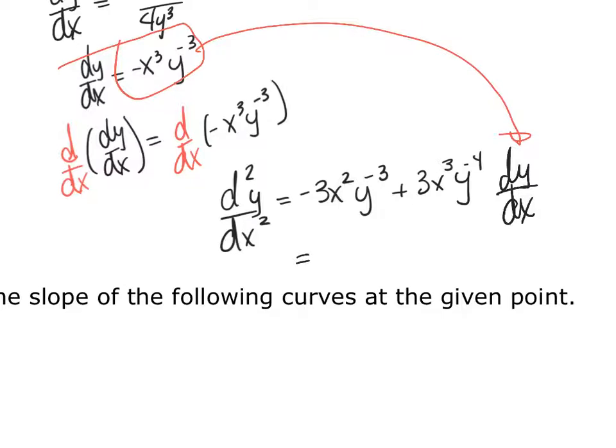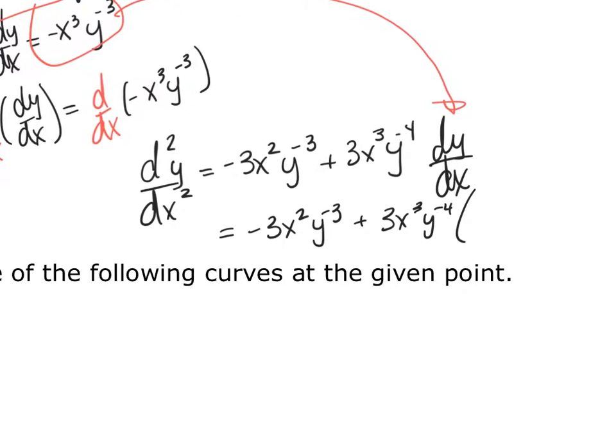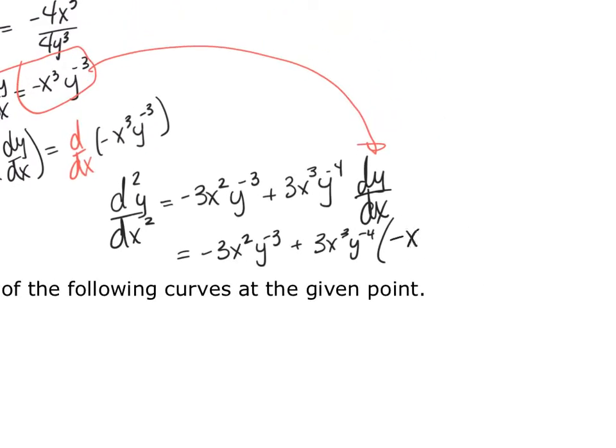So this is equal to negative 3x squared y to the negative 3 plus 3x cubed y to the negative 4 multiplied by negative x to the third y to the negative 3. Because that's what dy dx is.